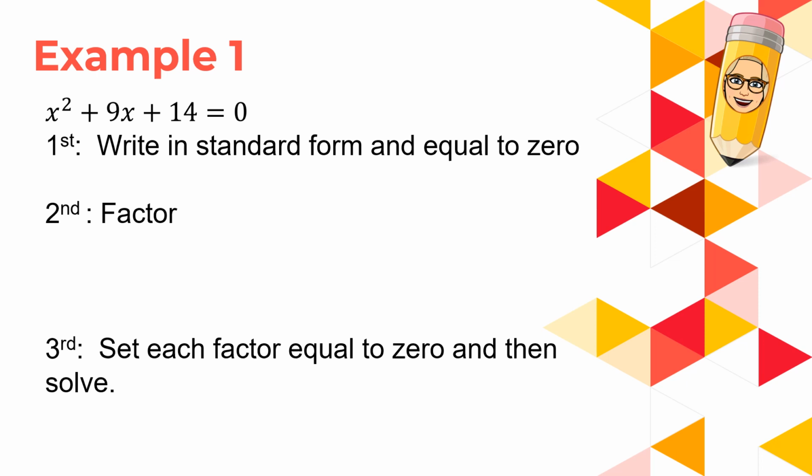Example, step number one. We want to make sure that we get our equation in standard form. So again, that's the highest exponent to the lowest exponent, and make sure we set the expression equal to 0. So this one's already set equal to 0, which is good. Now we're going to look at the trinomial here, and we're going to factor it.